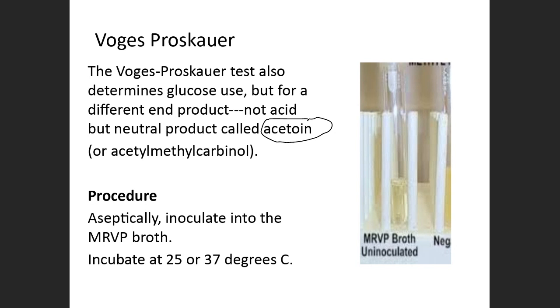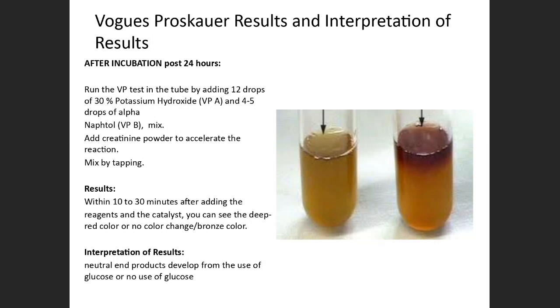So after the incubation, what we do is that we add 12 drops of 30% potassium hydroxide, which usually we label in the lab as VPA. And by the way, if you have a hard time remembering potassium hydroxide as a word, VPA is just fine.